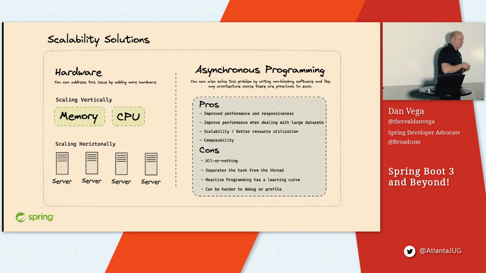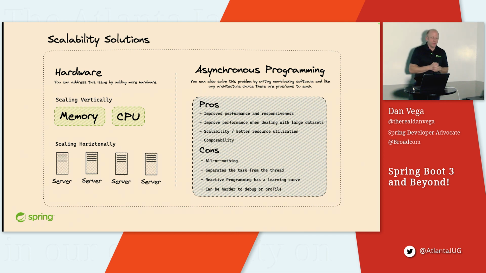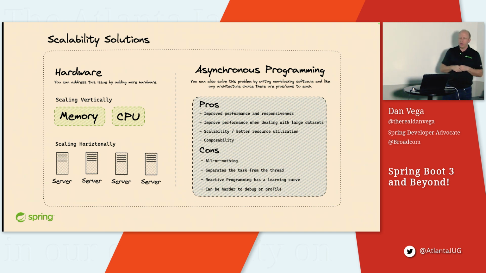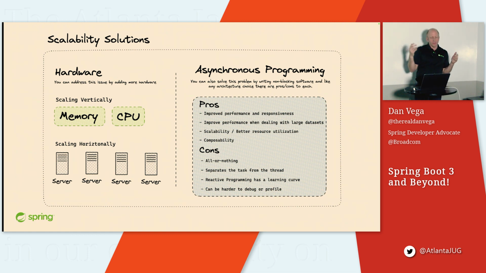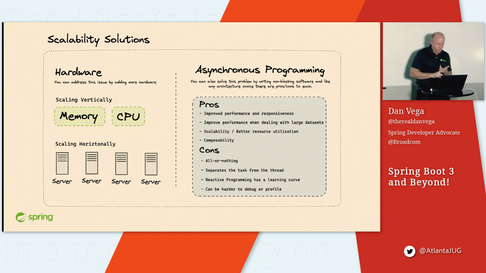So in the past, when we've hit this problem, we've had a couple of solutions, right? When we want to scale our applications, we can do it one of two ways. We can talk about hardware. We can say, hey, let's scale this vertically using more memory, more CPU, or let's scale it horizontally and throw more servers at this as a solution. Another solution we've had is asynchronous programming. In the Spring world, we have reactive Spring, and there are some pros and cons to this, right? Some of the pros are you're using your resources more. You can deal with large data sets more.